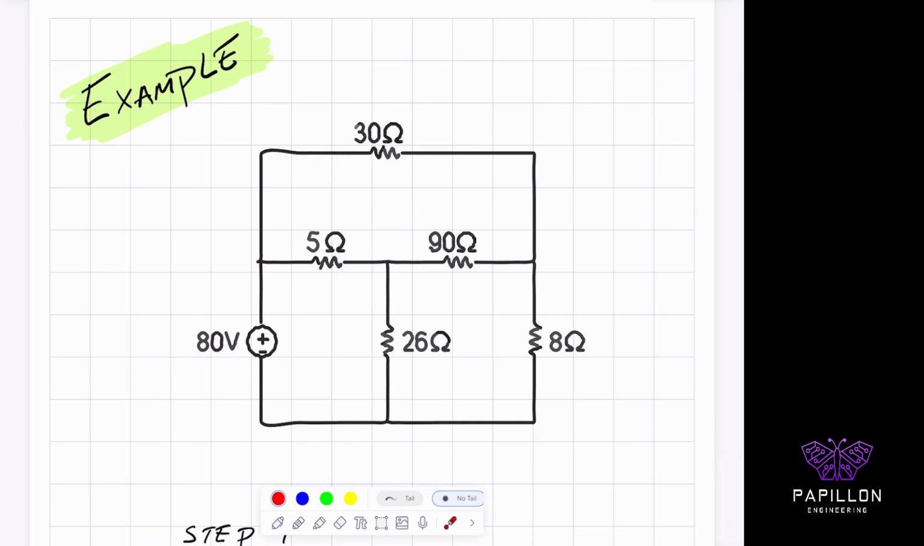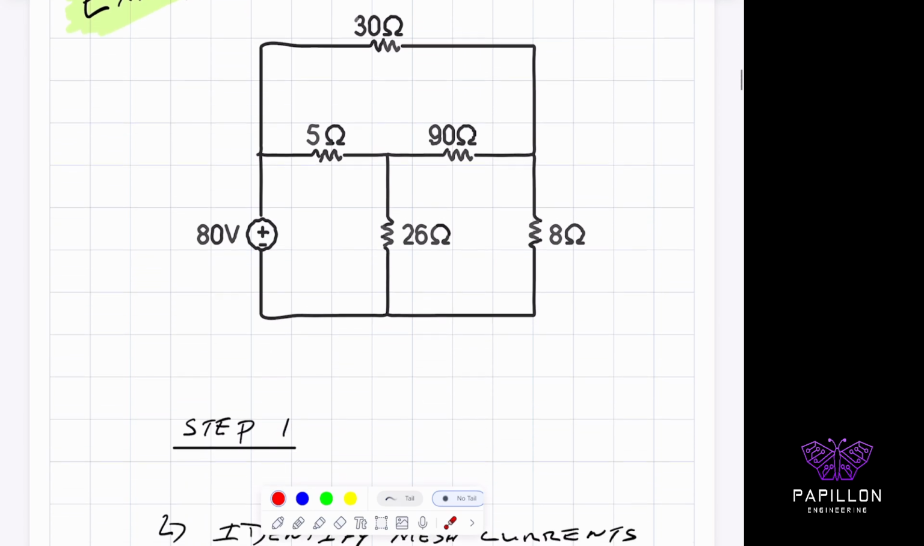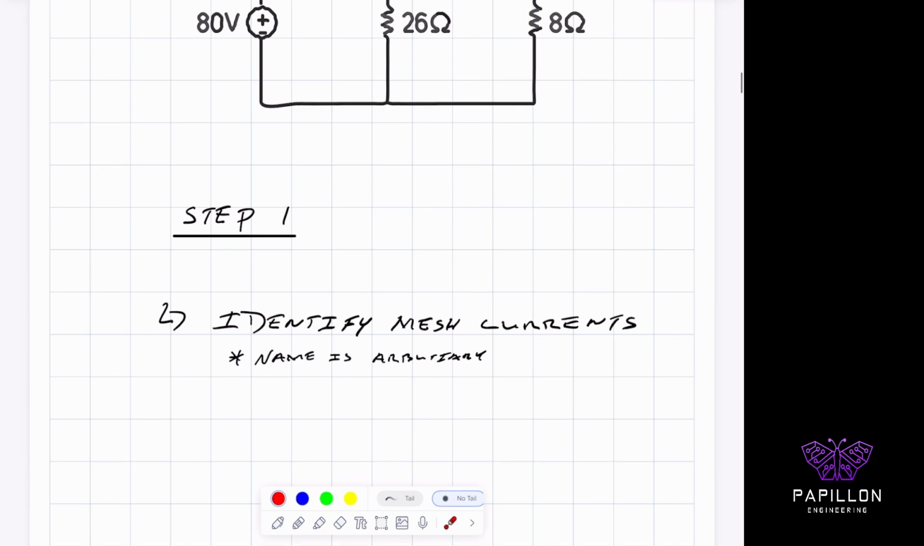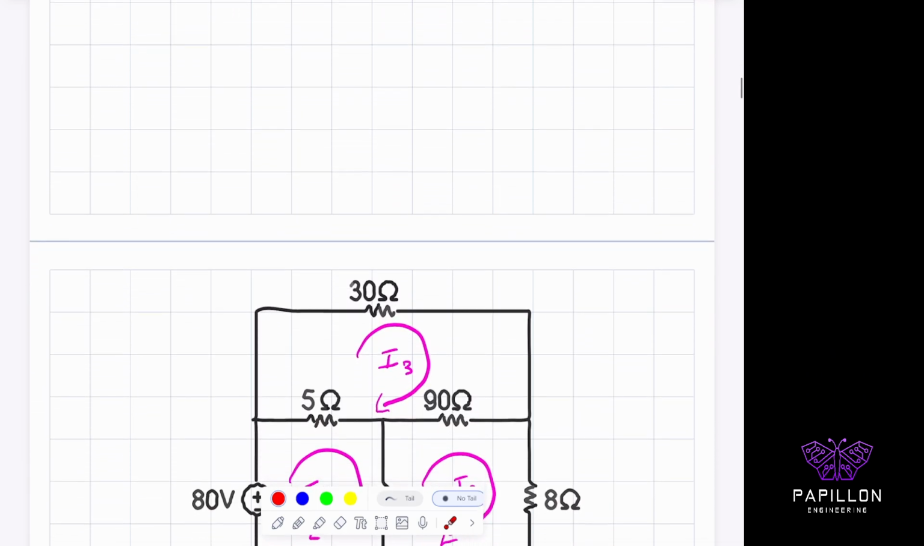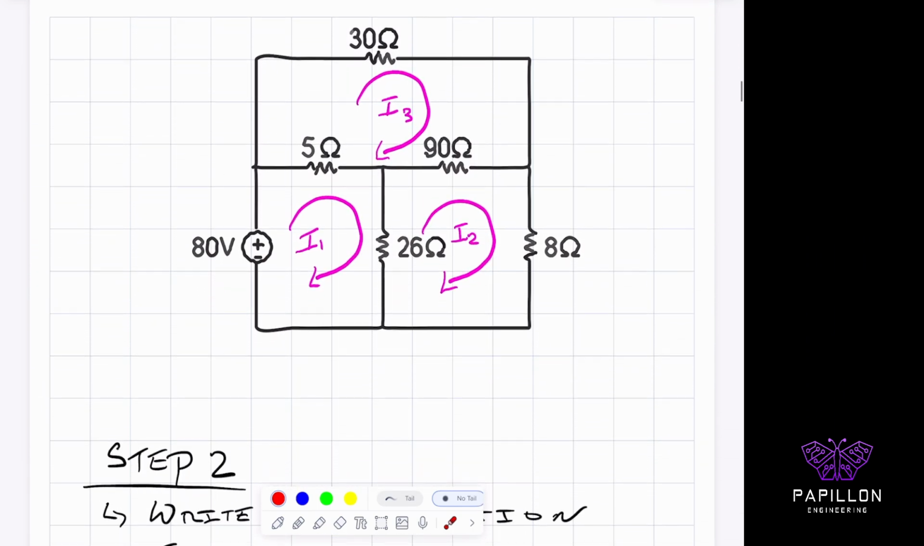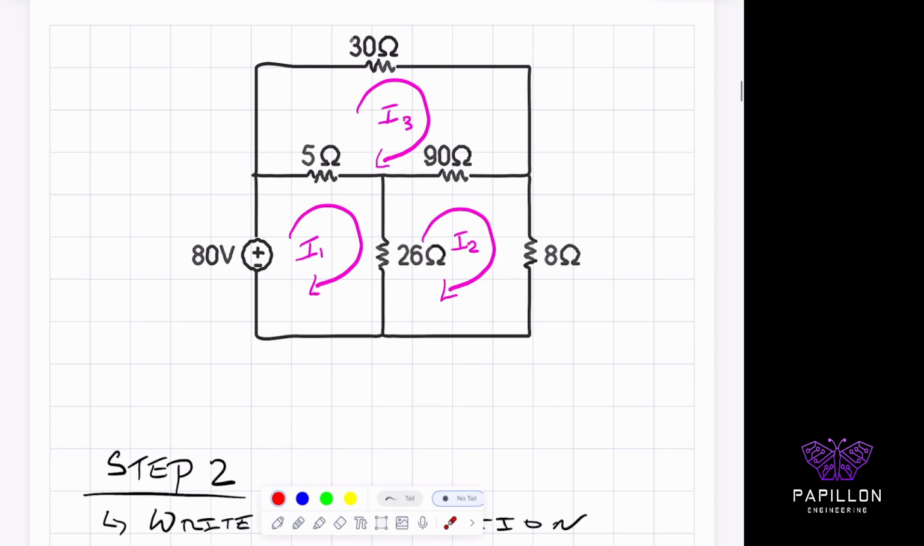So this is a common problem again. You have a voltage source and several resistors, and the idea is that you have several loops. And hopefully by now it's clear that there are going to be 3. Our first step is to identify these loops and identify the mesh currents, and we're going to name them. The name is really arbitrary, so it doesn't matter what you call it. For the sake of this problem, I'm going to give them the names I1, I2, I3.